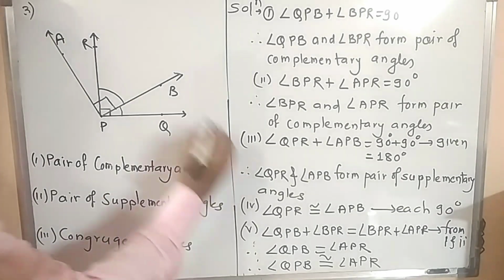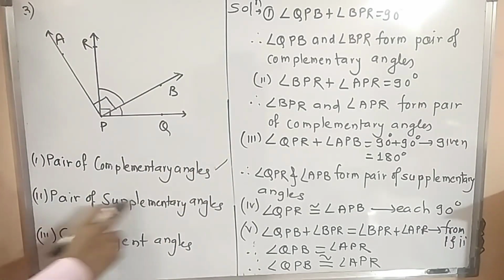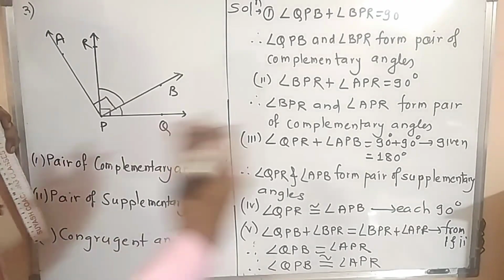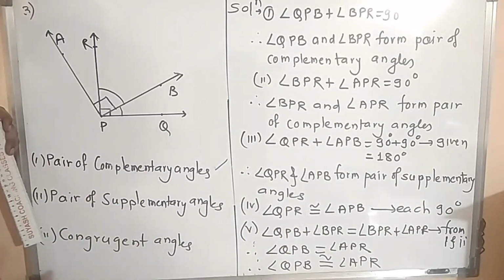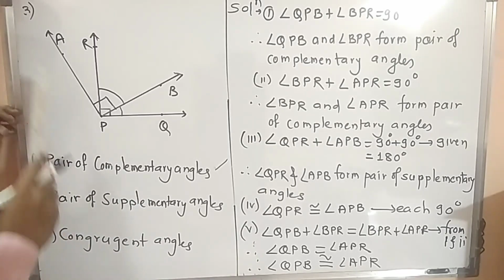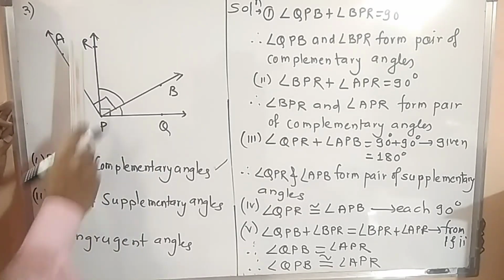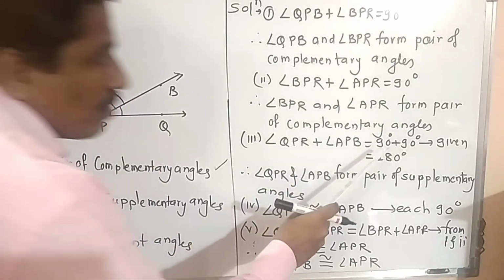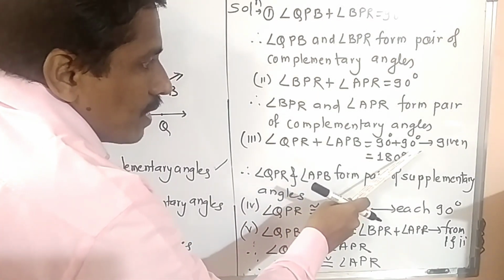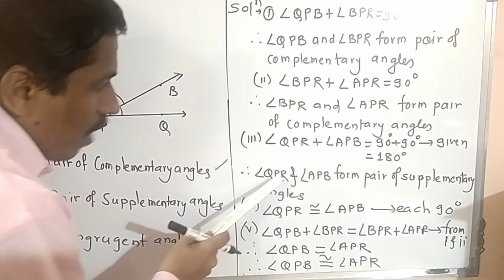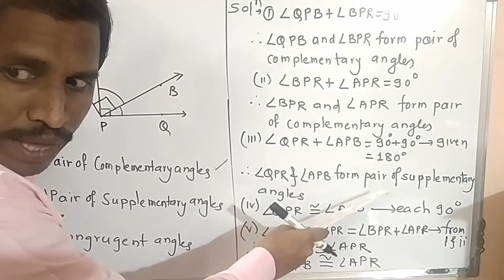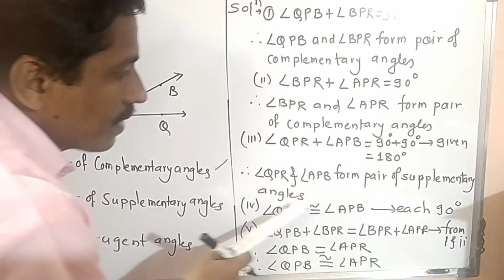Now, we have completed this one. Pair of supplementary angles. What do we mean by supplementary angles? Their sum is 180 degrees. Now, I know that the measures of angle QPR and angle APB are 90 plus 90, that is 180, and therefore angle QPR and angle APB form a pair of supplementary angles.